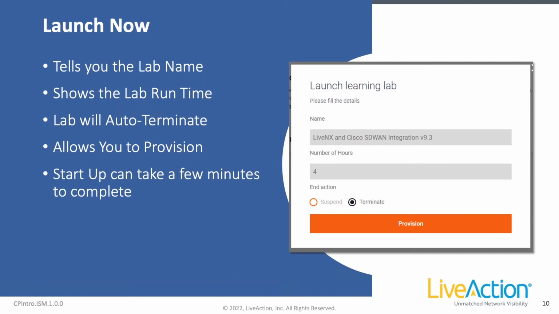When you click Launch Now, a pop-up screen will appear telling you the name of the learning lab, the runtime, and the action that will be taken at the end of the runtime. These settings cannot be changed. To begin the startup process, simply click the large orange Provision button. Once you click Provision, the lab will begin its startup process, which may take a few minutes.